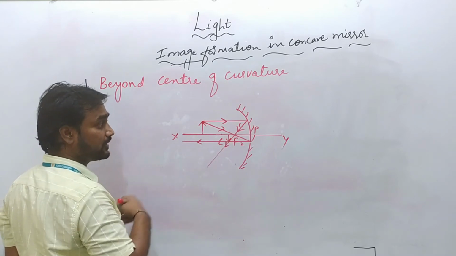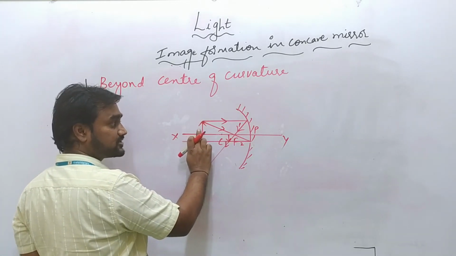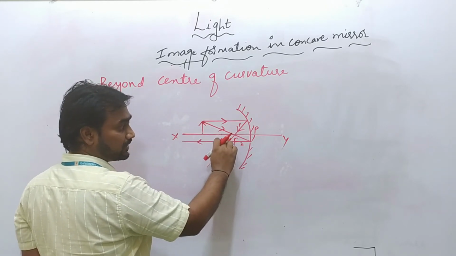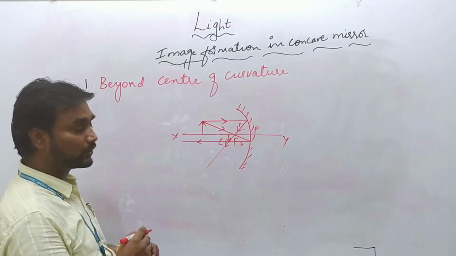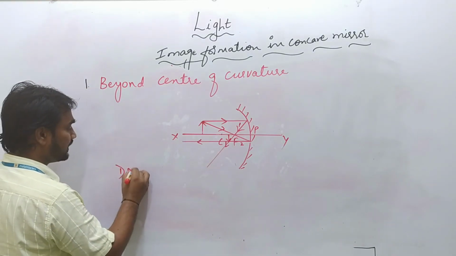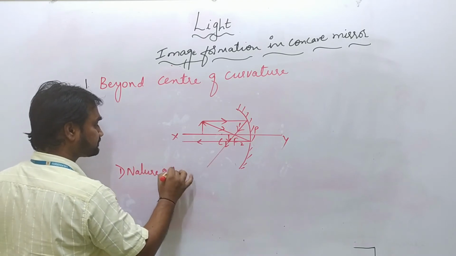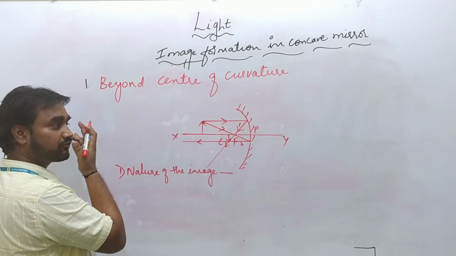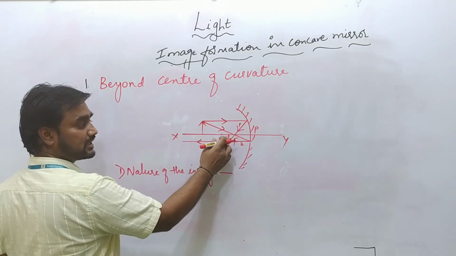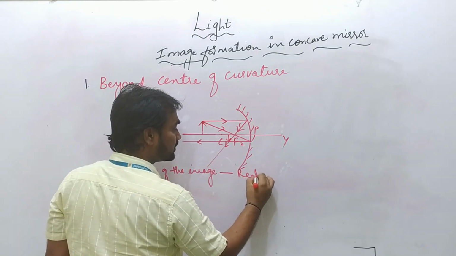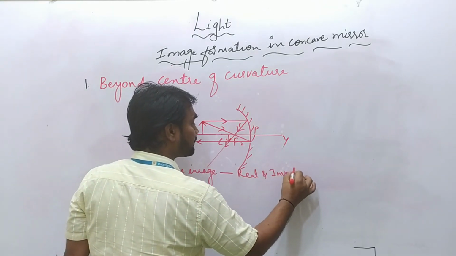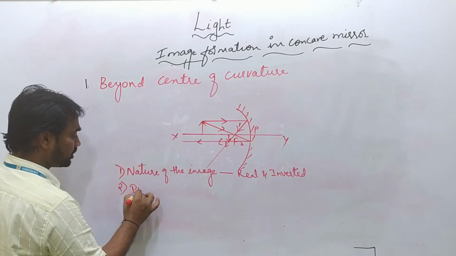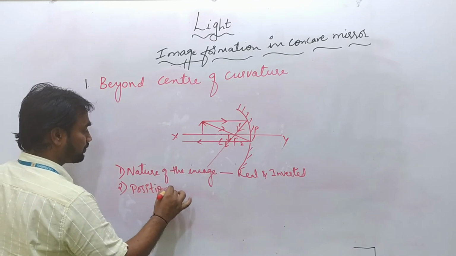Now you see, here the arrow mark of the object is upwards, and the arrow mark of the image formed is downwards. That means inverted. So now we will see the three points. Nature of the image. What is the nature of the image? Again, the image is formed in front of the mirror and you could see it is inverted. So it is real and inverted. Second one is the position of the image.